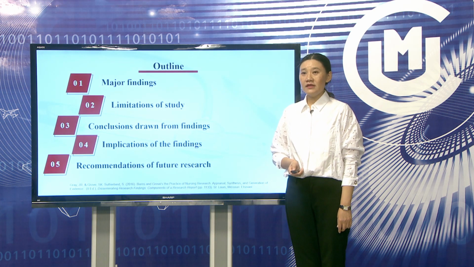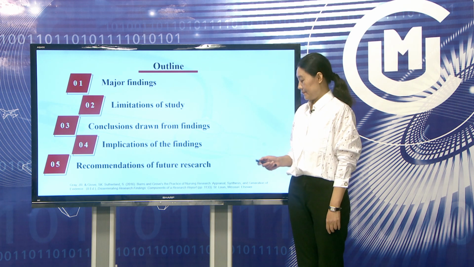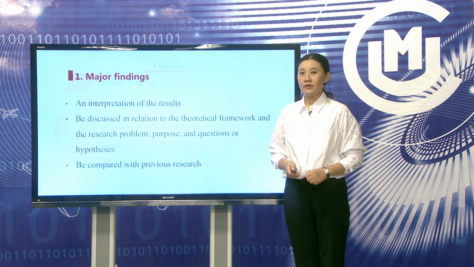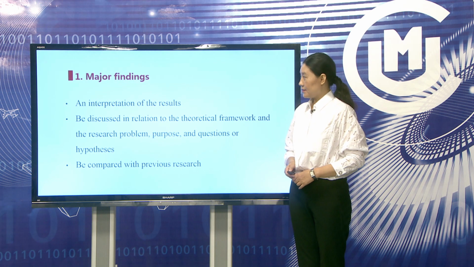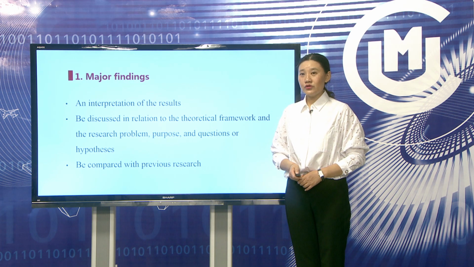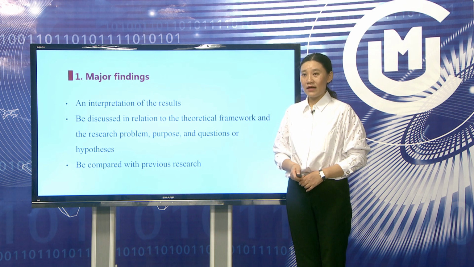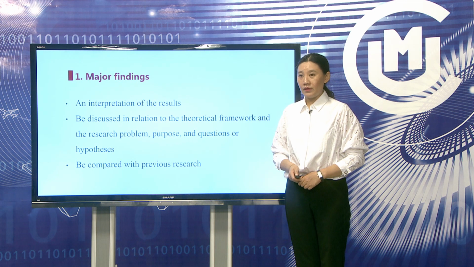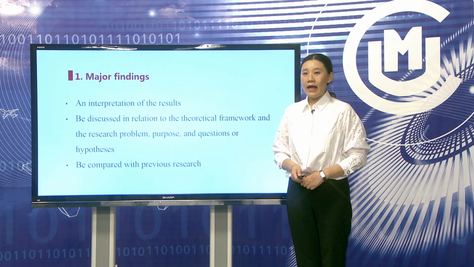In this section, the following would be presented. First of all, major findings. Your major findings are actually an interpretation of the results using tables or figures and should be discussed in relation to the overriding theoretical framework, as well as the research problem, purpose, and questions or hypotheses. Researchers should compare their findings with those from previous research and describe how what you find extends existing knowledge.